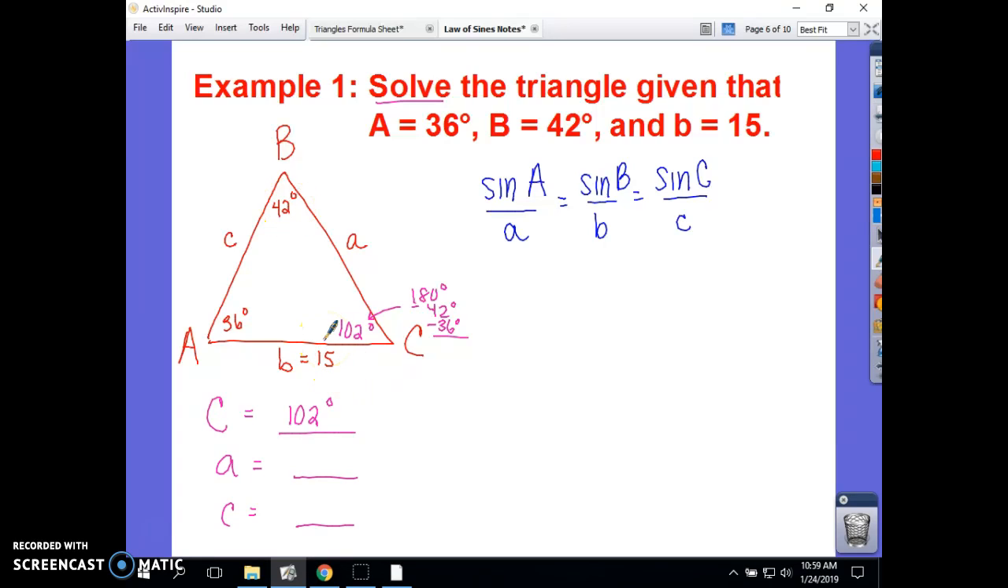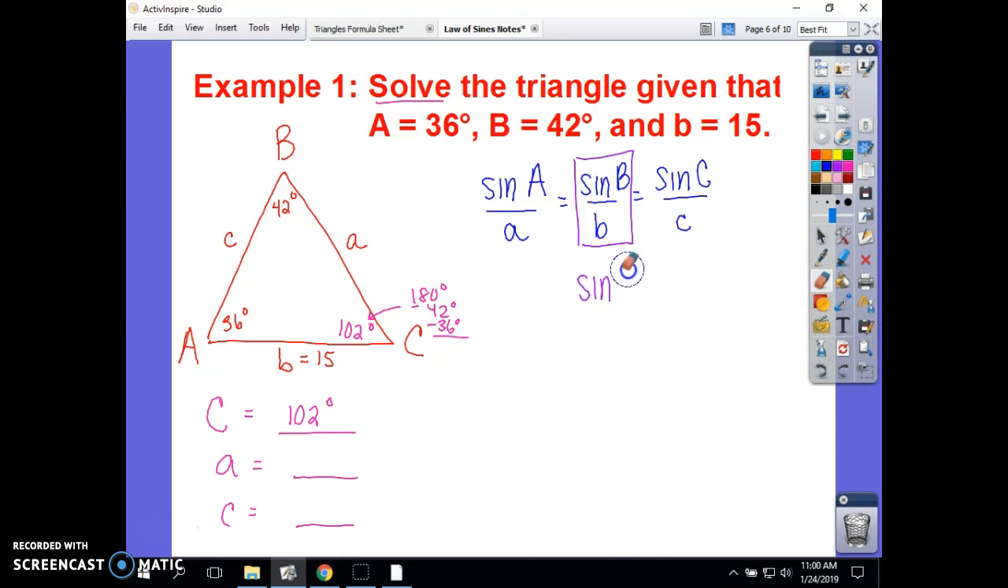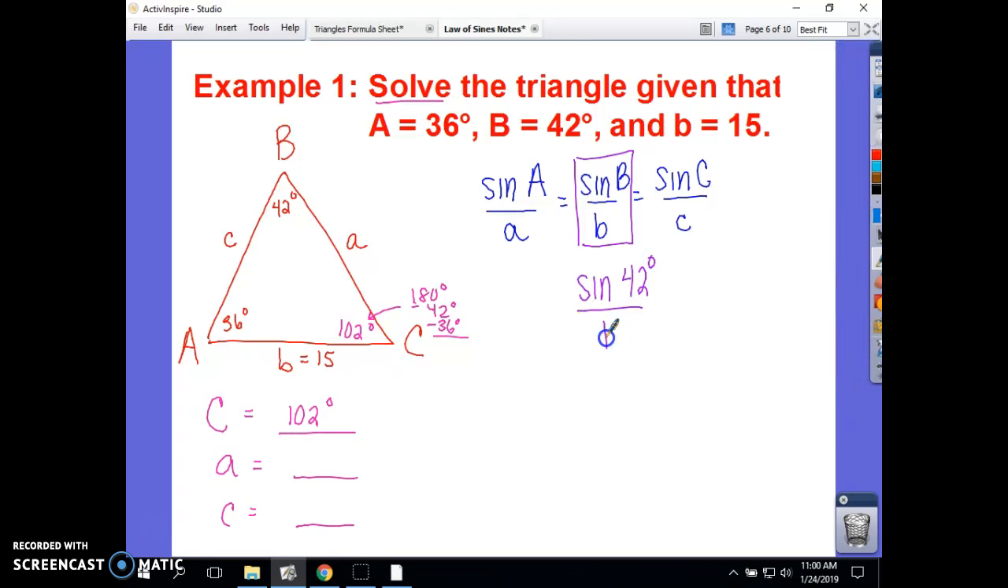So you're going to write this. We're going to use this part of the equation. So we are going to say sine of B, we're actually going to write in what B is. So sine of 42 degrees over little b, which is 15, okay? Equals, now we need to decide whether we're going to solve for little a or little c. It doesn't matter which order you go in. I typically go alphabetically. So if I'm going to solve for little a, for instance, then I'm going to use this formula. So I'm going to say sine of big A, which is 36 degrees, over little a.